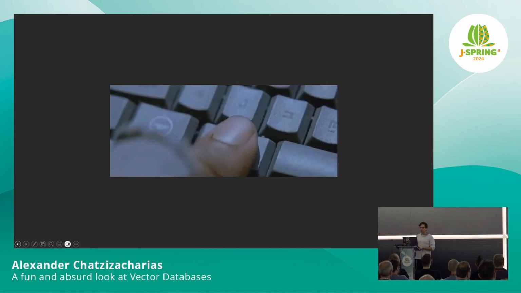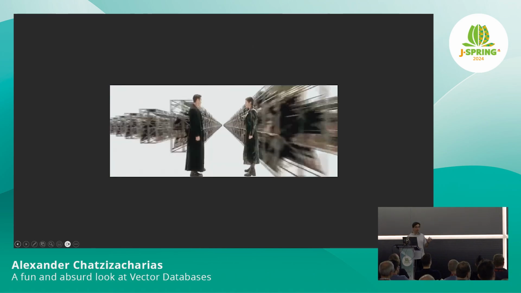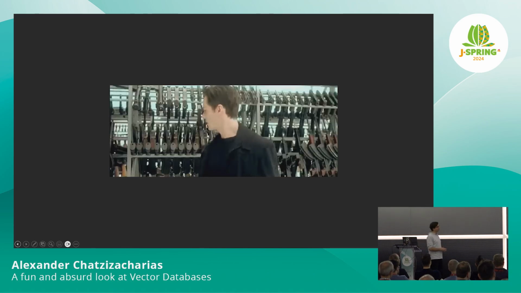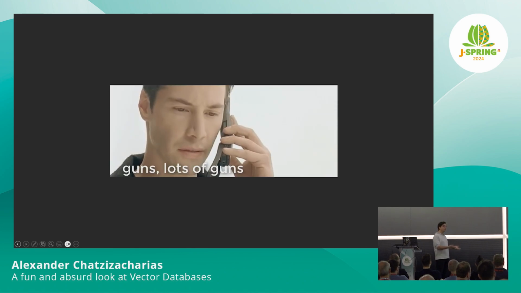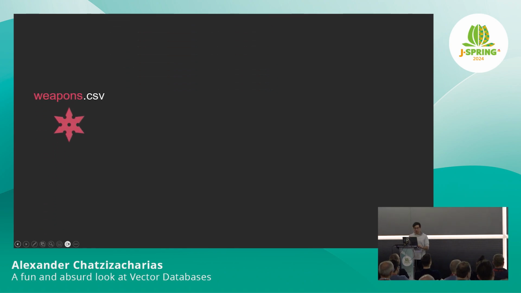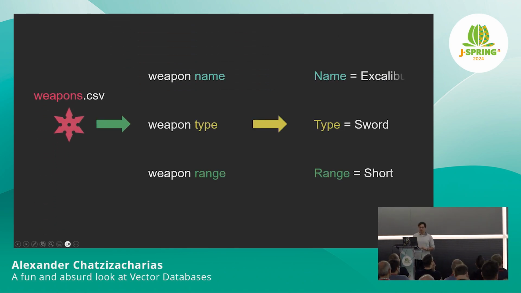So there is a scene in the Matrix where Neo asks for guns, lots and lots of guns, and they give him guns, lots of guns. But there is a very obvious plot hole here. How is he ever going to find the gun that he's searching for? So we're going to help him. We have a little CSV, and in that CSV, we have all kinds of weapons.